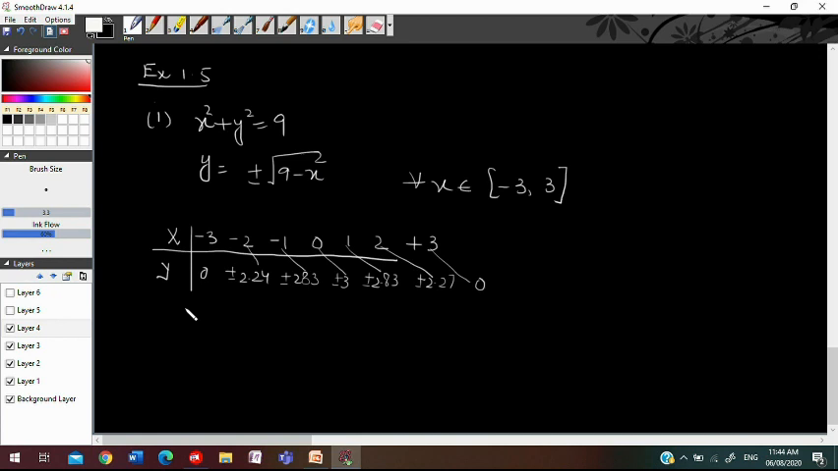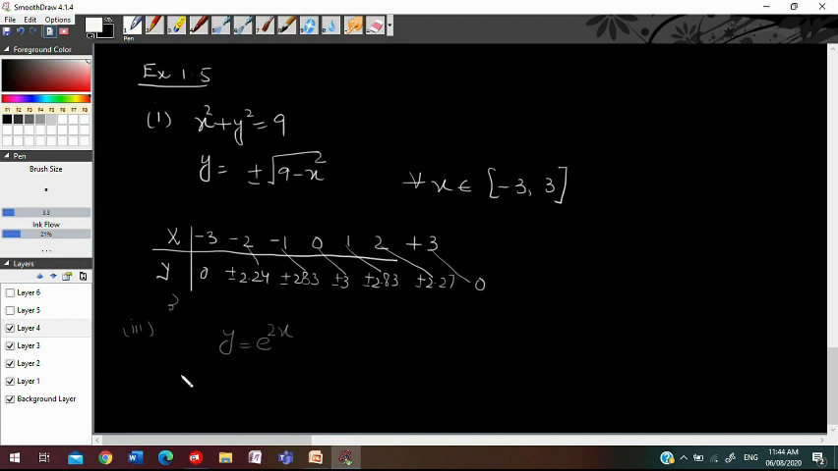Similarly, I'm going to solve the third part, that is y is equal to exponential 2x. Okay, now the third part. The third part is y is equal to exponential 2x.